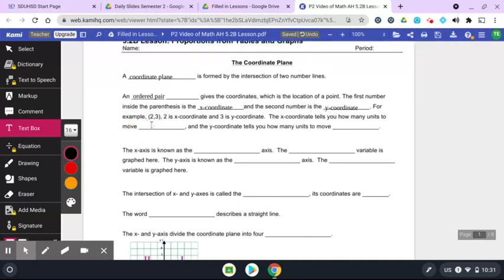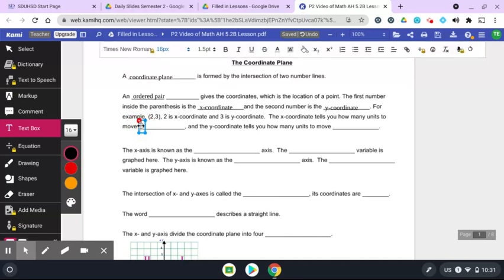If it's positive, we're going to the right. If it's negative, we are going to the left. And the y-coordinate tells us how to move vertically, up and down. Positive, you go up, and negative, you go down.